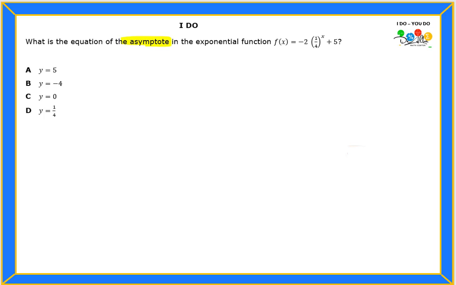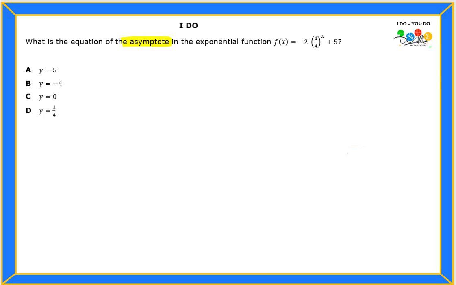Now, do you know what that is? What's an asymptote? An asymptote is kind of like an imaginary line that your exponential function will approach but will never touch. Later on in pre-calculus and calculus they call that limits, but right now I want you to think about it from this perspective.